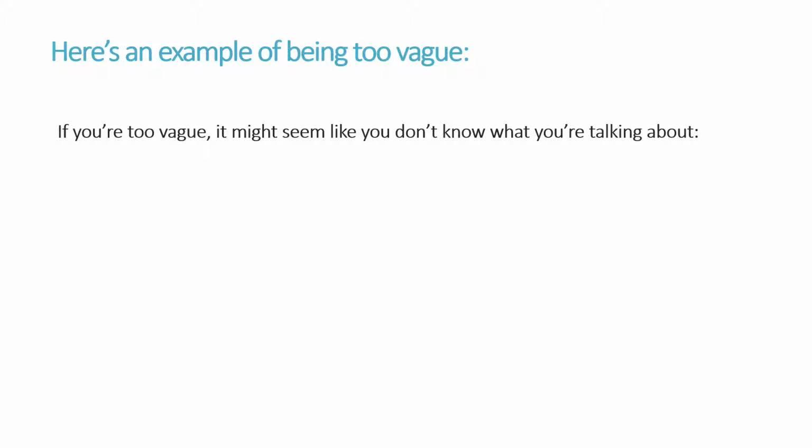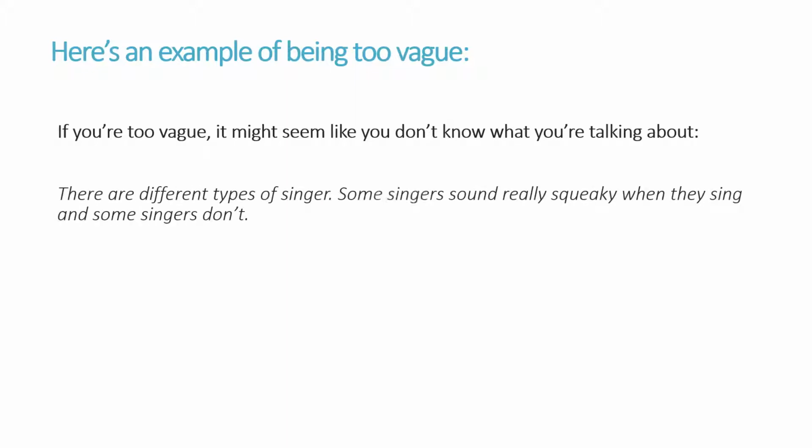And here's an example of being too vague. If you're too vague, it might seem like you don't know what you're talking about. For example, there are different types of singer. Some singers sound really squeaky when they sing and some singers don't.